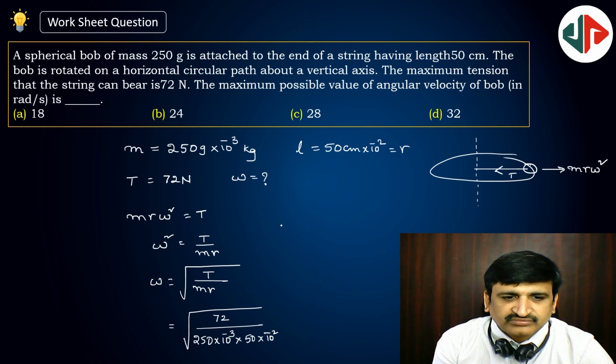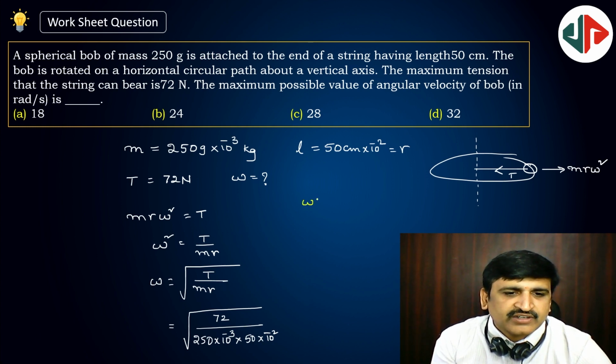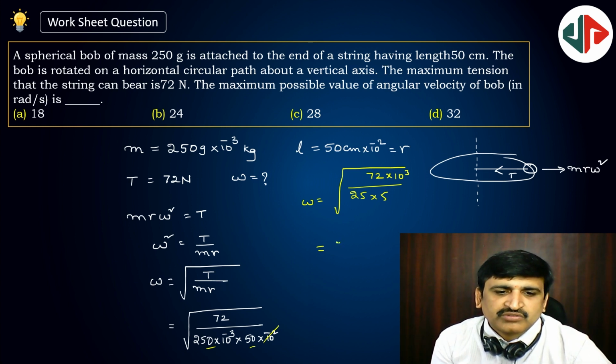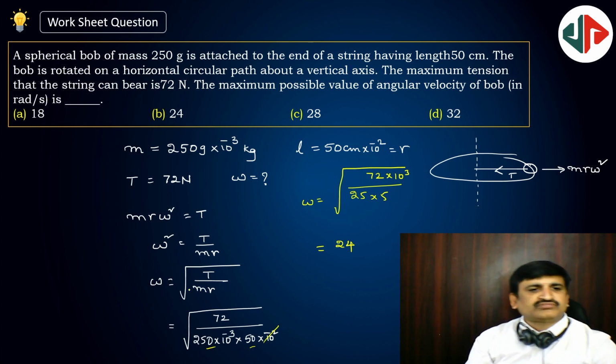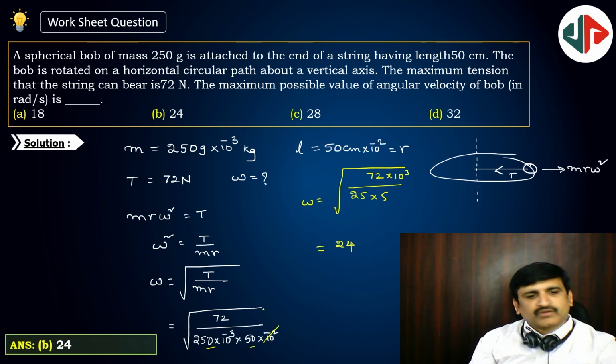So omega is equal to, let me take another color, 72 by this 10 power minus 2, and these 2 zeros will go. So into 1000 will be there, of course 10 power 3 only I'll write. 25 5s are 25 into 5s. So hardly 24 it will come, right? So the answer is B. Okay, next.